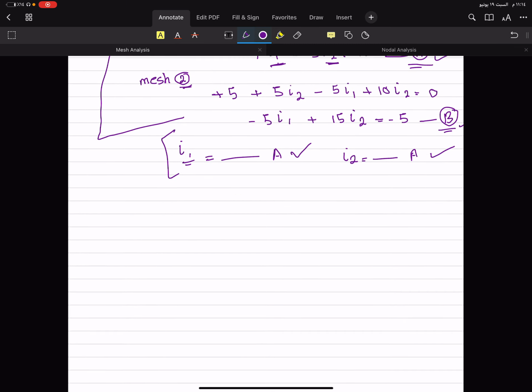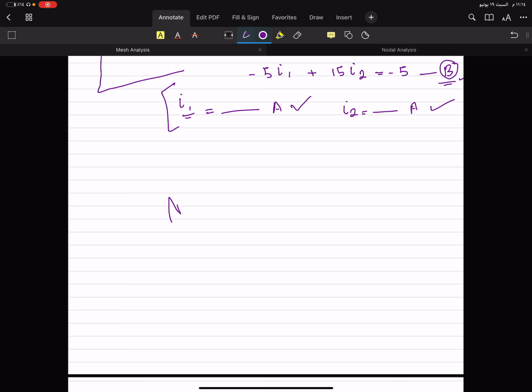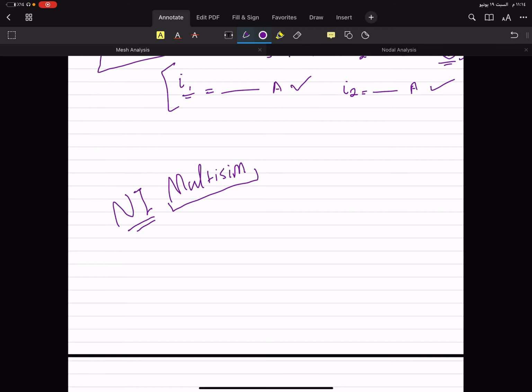And I don't know if some of you use Multisim to check whether your answers are correct or not. It's a National Instruments product. It's a software system that simulates the circuits and gives you the answer. It's an amazing system. I think the latest version is 14.2, if I'm not wrong.